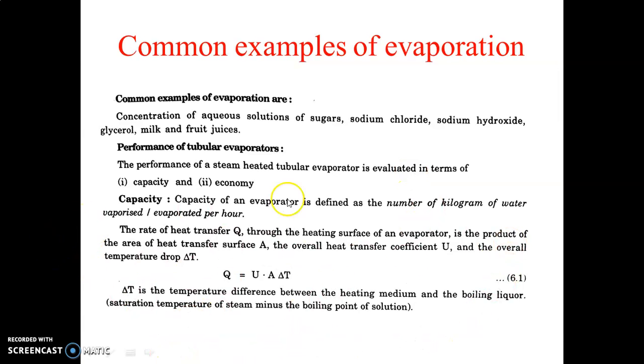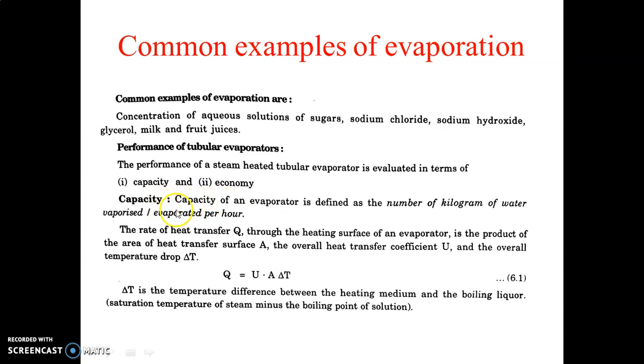Now we will discuss how the performance of tubular evaporators is evaluated. Tubular means the evaporator which has tubes inside. That is called a tubular evaporator. The performance of the evaporator is evaluated in terms of capacity and economy. We will discuss what is meant by capacity and what is meant by economy.